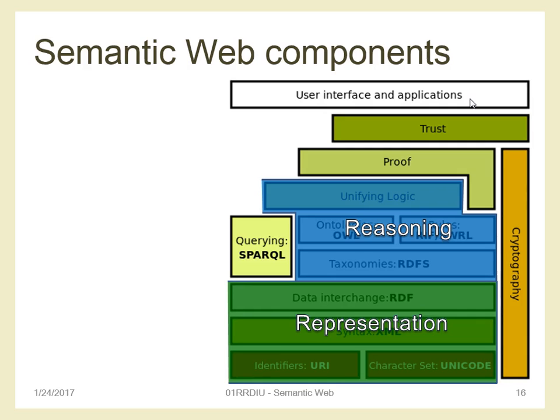A very stupid example: I say I live in Torino. Someone else has written that Torino is in Italy, Italy is in Europe, and so on. So I live in Europe. But this is a very, very stupid example. Reasoning is when you extract new knowledge from something that already exists.